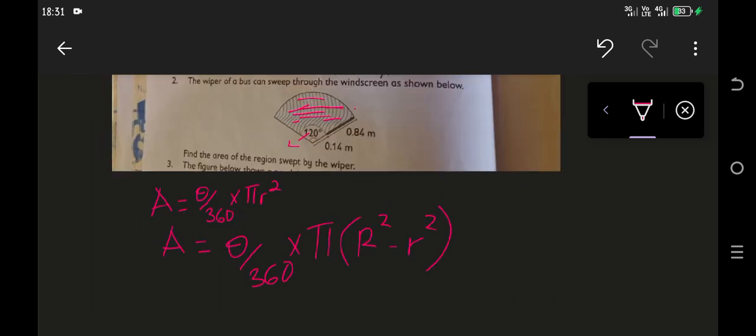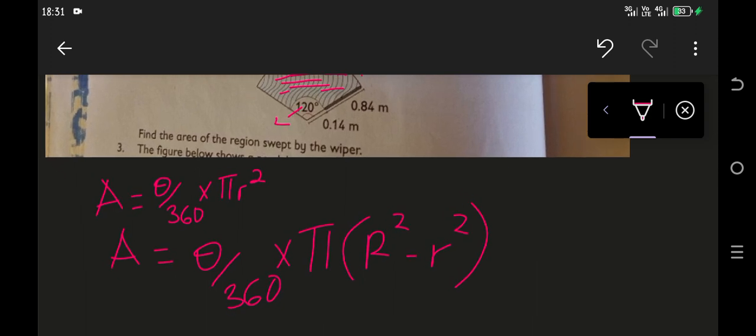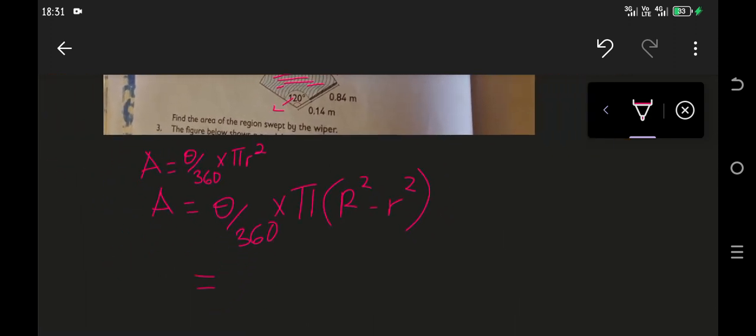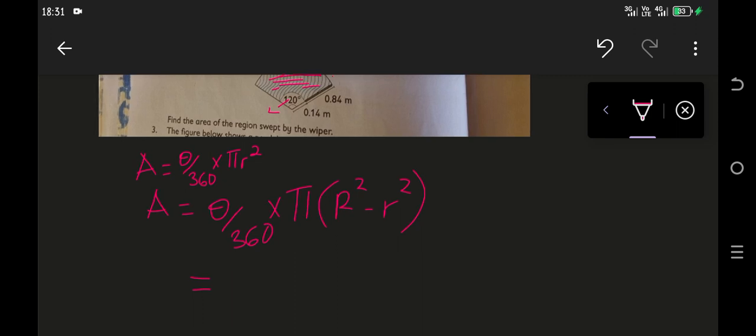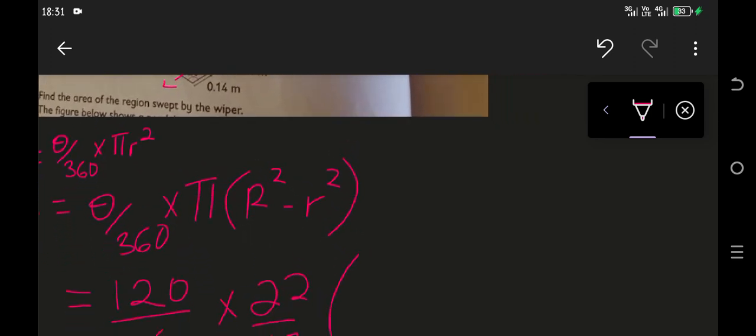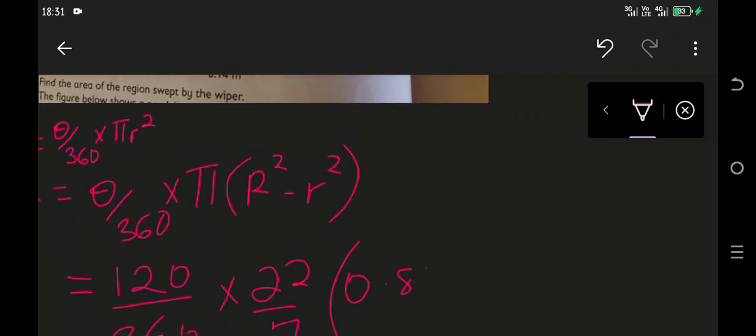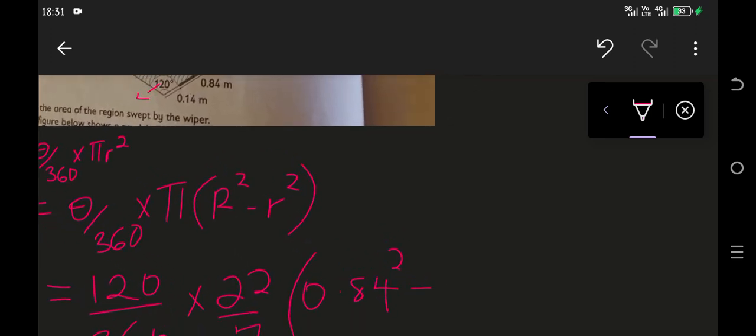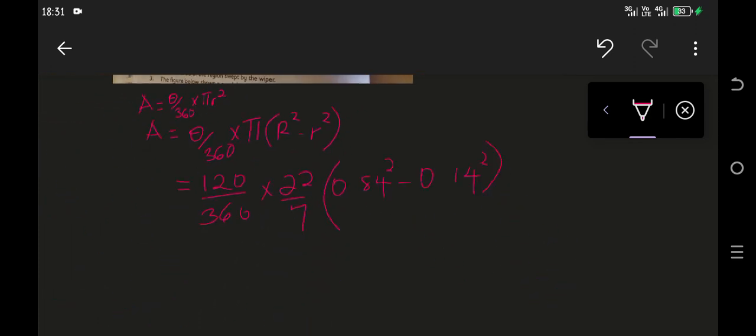So let us gather all the information that we have. Our theta is 120 degrees. So you will write 120 all over 360 times pi, which is 22 over 7, times what is the larger radius? The larger radius is 0.84 squared minus the smaller radius, which is 0.14 squared. Now let us work this out.